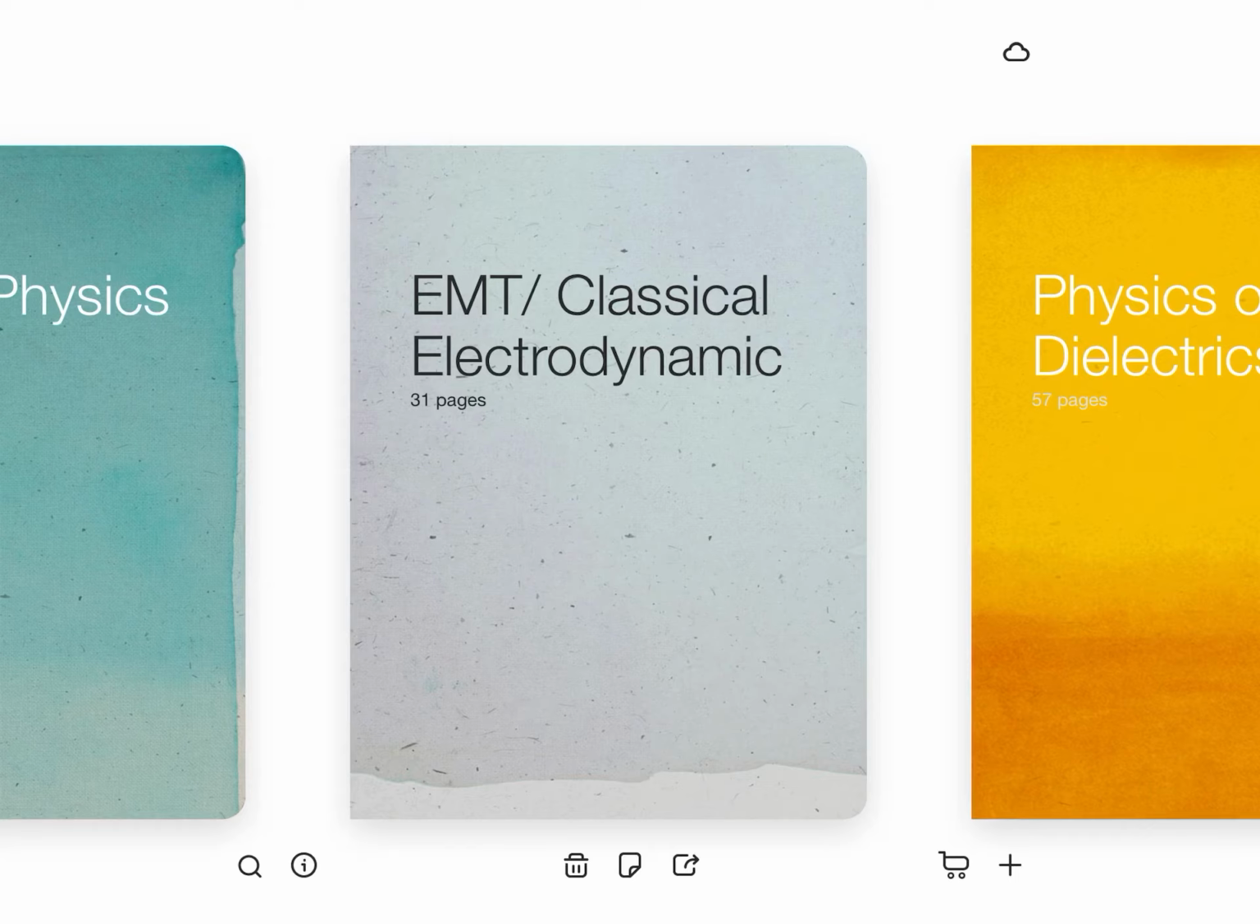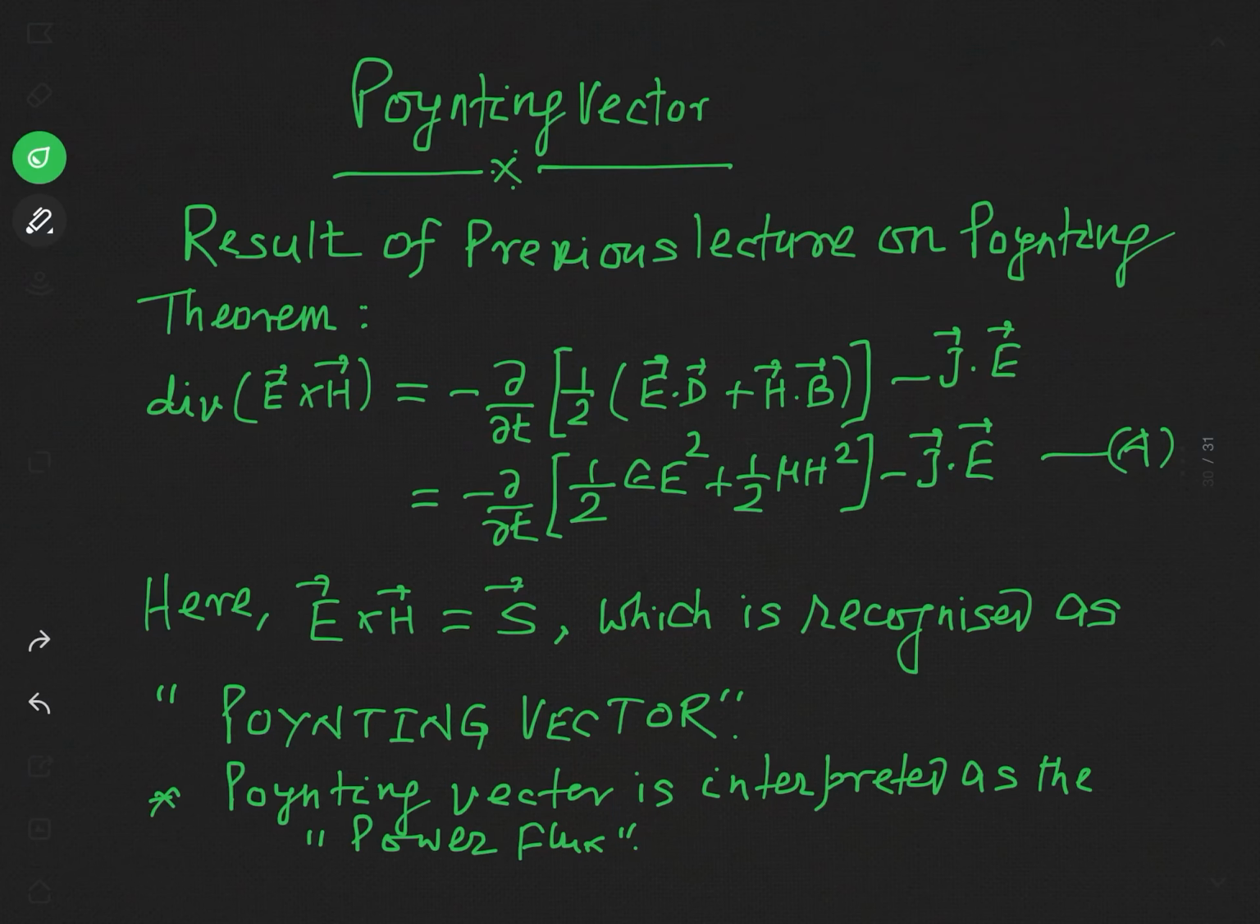After a detailed discussion of Poynting theorem in the previous lecture, today we are going to discuss a very important quantity which is called Poynting vector. Actually, in the previous lecture we introduced this particular vector, the Poynting vector. I have written the result of the previous lecture for your convenience.